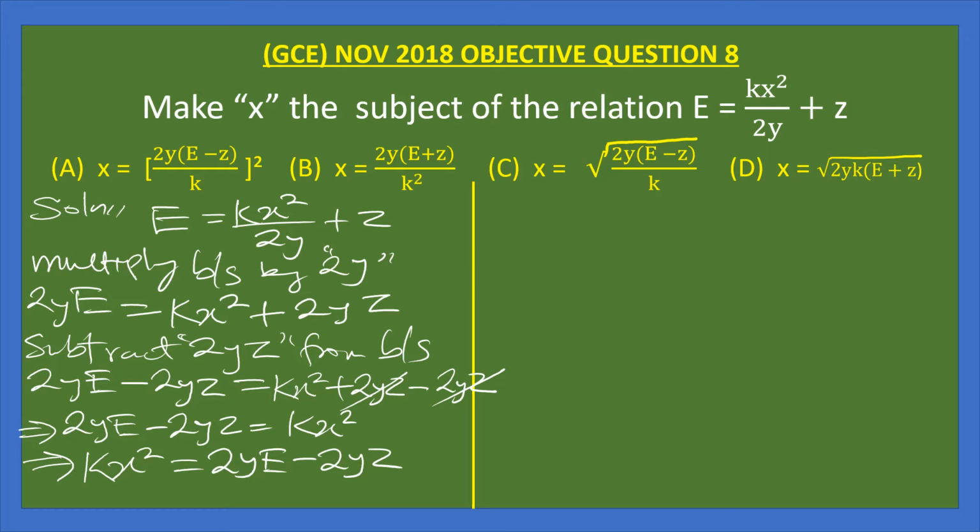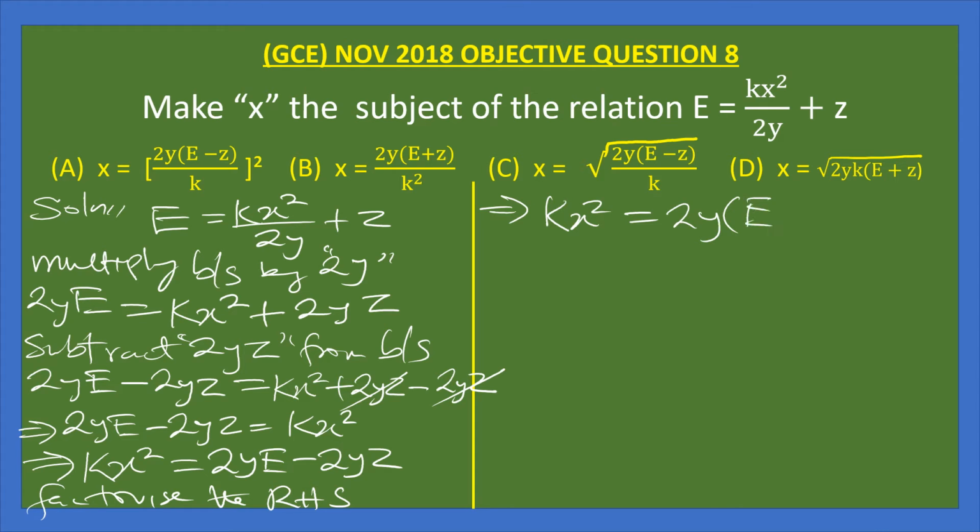So from here, what do we do? We factorize the right hand side. This now gives us kx squared is equal to 2y, which is common there, bracket open, E minus z. Okay, so from here, for x to stand alone, we divide both sides by k.